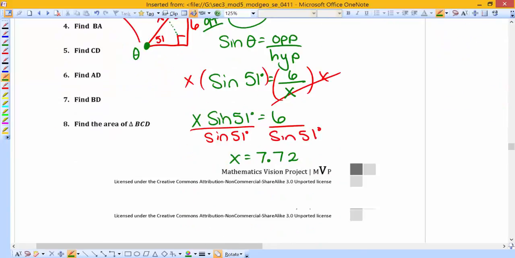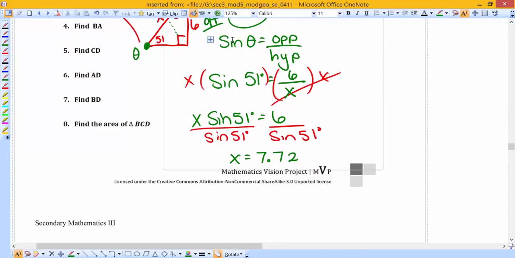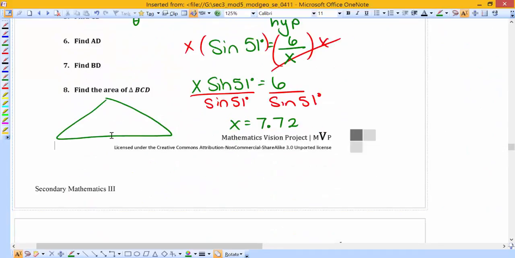For number 8, I'm not going to do 8. It wants the area of the entire triangle. So to find the area of that triangle, I didn't draw that very good, but it's good enough. Area of a triangle is 1/2 base times height. So here's that triangle.